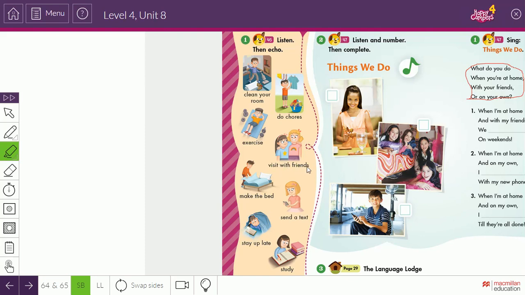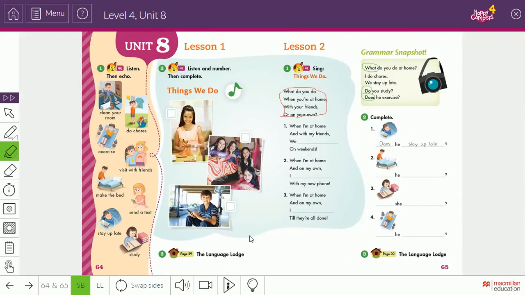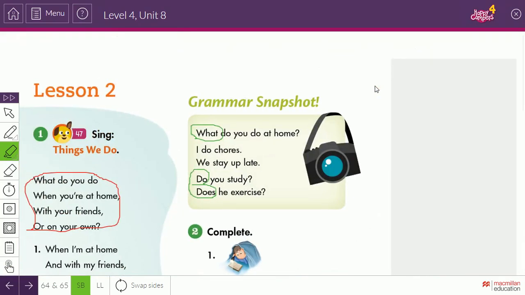Okay? Exercise. Please do exercise every day. Visit with friends. Make the bed. Always when we want to sleep, we make the bed. Send a text. Send a message. Stay up late. Study. But don't stay up late playing PUBG or Free Fire. Stay up late to revise your lessons. Okay, then we also moved to this song, where we filled in the blanks. Then we moved to lesson 2.